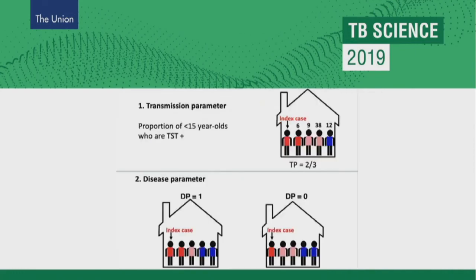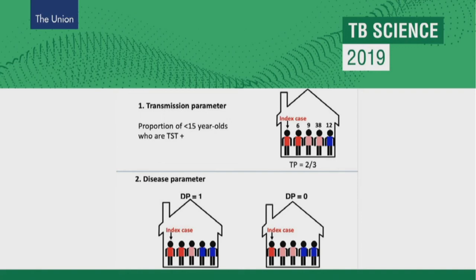So to do this study, to look at the pathogen-specific determinants of transmission and disease, we sorted this out into 2 different parameters. The transmission parameter is what we're defining as the proportion of people in the household who've been exposed to a person with active pulmonary TB that's culture positive and who become or are TST positive at baseline.